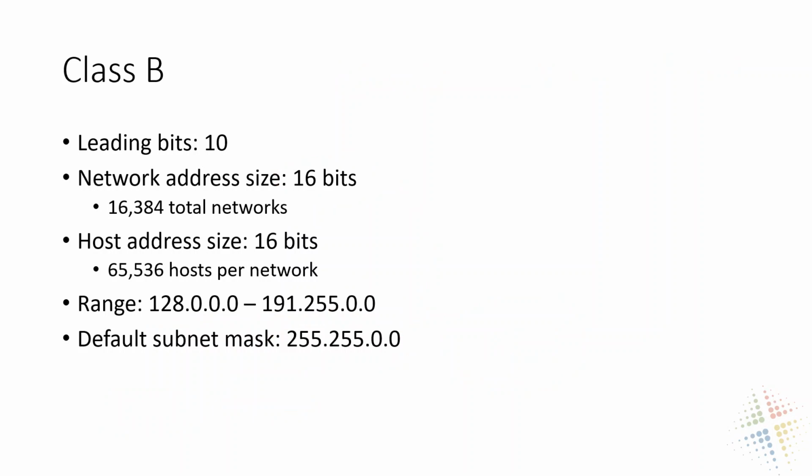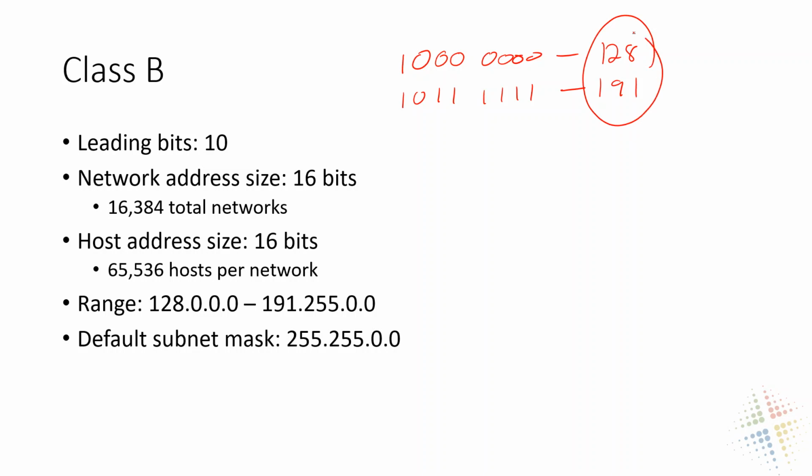The next network, Class B. And this time it's leading bits of 10. Remember when we're talking about the binary? So this is saying that if the very first 2 bits of a number is 10, so 10000000, which is 128, all the way up through 10111111, which is 191, is our range.